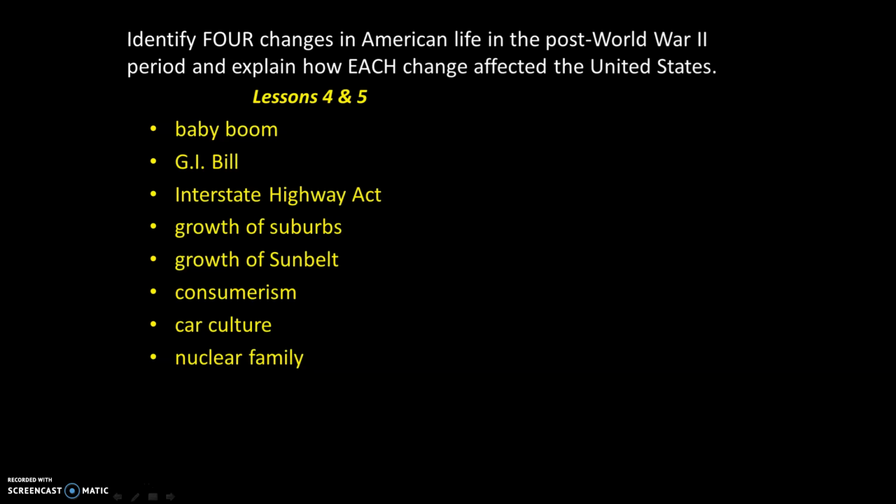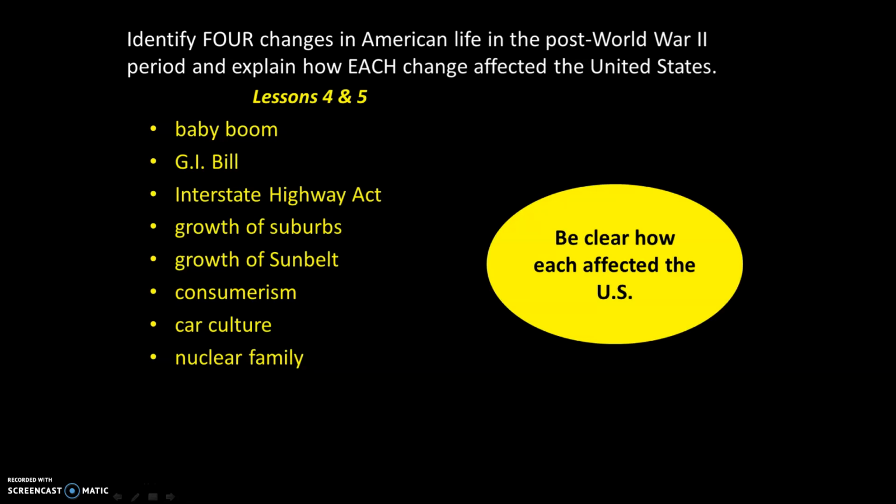So examples would be the baby boom, the GI Bill, the Interstate Highway Act, the growth of the suburbs and the Sunbelt, consumerism, car culture, the nuclear family, and so on and so on. So there's many more options that you could put in here than just these. You need to have 4 of them. And as in the previous one, make sure it's clear, in this case, how it affected the United States.